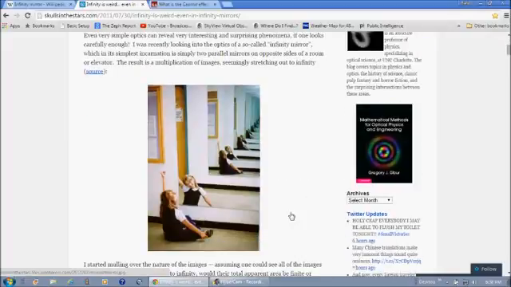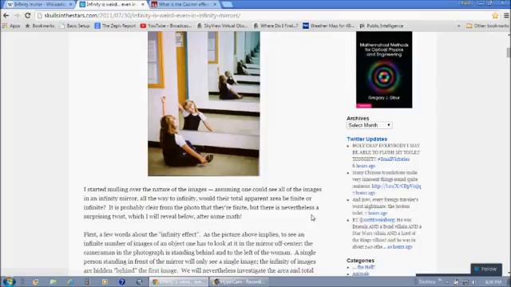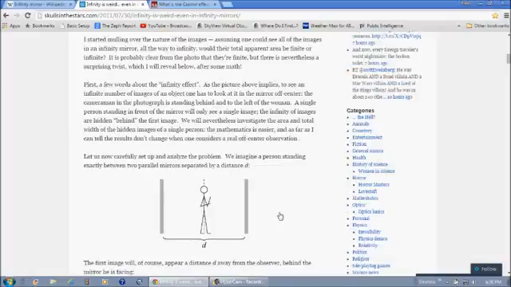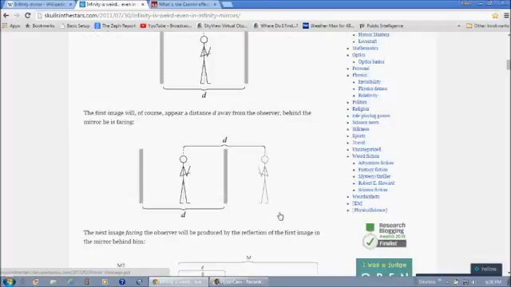And here's his example. First of all, I started mulling over the nature of the images, assuming one could see all the images in an infinity mirror all the way to infinity. Would their total apparent area be finite or infinite? And this goes on to start talking about some mathematics that he did. And again, the link will be in the box.